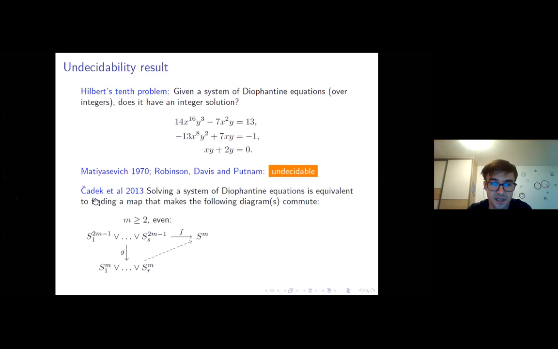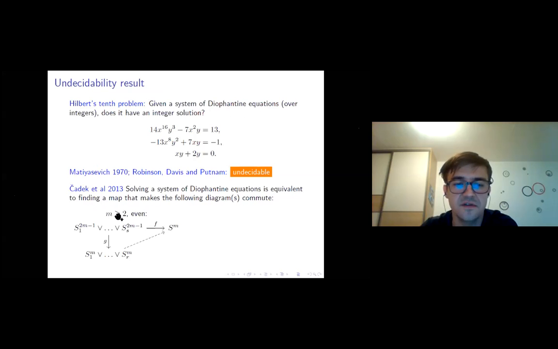Čadek, Krčál, Vokřínek, Matoušek, and I guess Wagner was there as well. What they did was, given a system like this and picking some m, let's say m is even, they redescribe the system as a question whether we can find a continuous map which would make a diagram like this commute, which is quite fascinating. Commute up to homotopy, right? You have some wedges of spheres and maps between them. This is f and g.